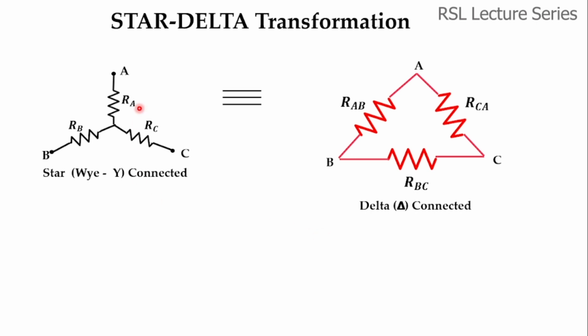So this is the representation of the star network. The star is also called a Y-connected network. This is the representation of delta. The resistor connected to the terminal A is RA, to terminal B is RB, and to C is RC. Similarly, here the resistor connected between the terminals A and B is RAB, B and C is RBC, and C and A is RCA.